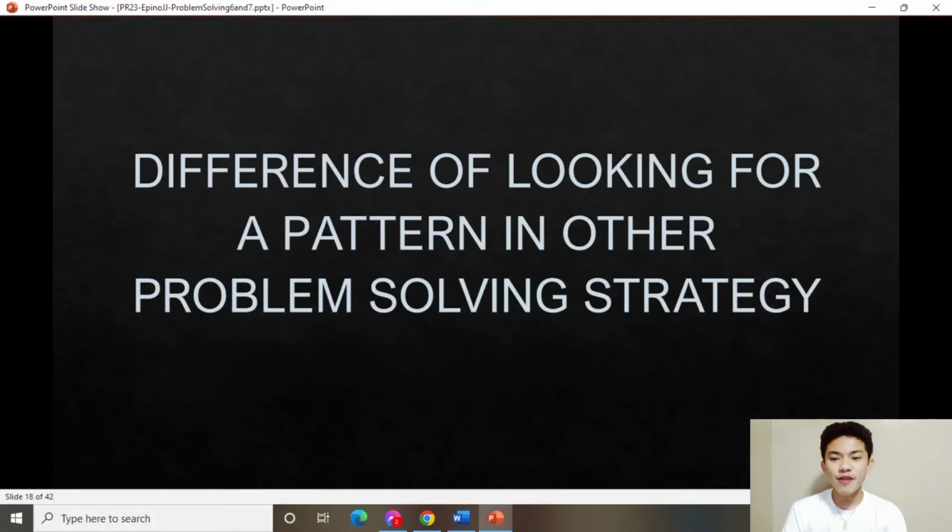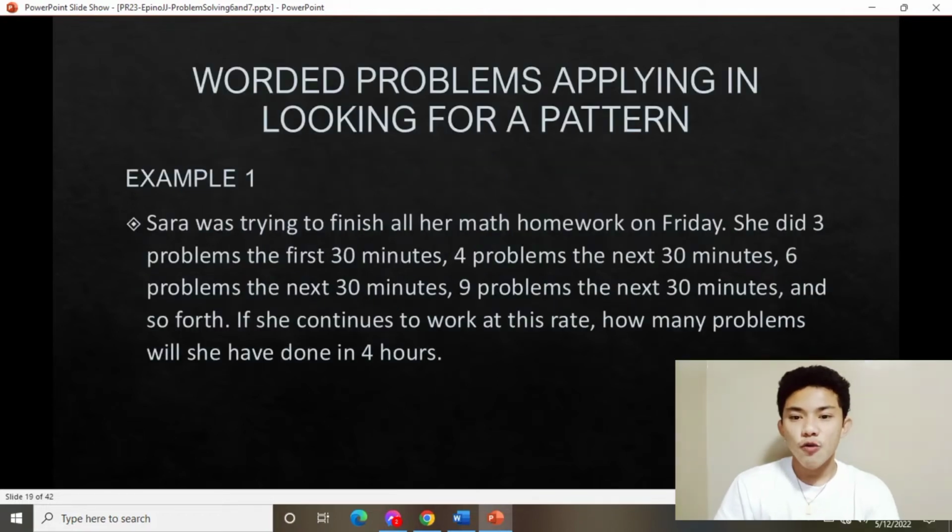Definition of looking for a pattern as a problem-solving strategy. Look for a pattern is a strategy in which students look for patterns in the data in order to solve the problem. Students look for items or numbers that are repeated, or events that repeat. Word problems applying looking for a pattern.